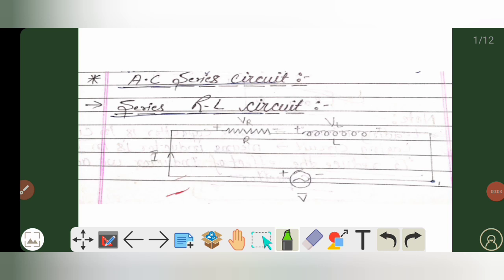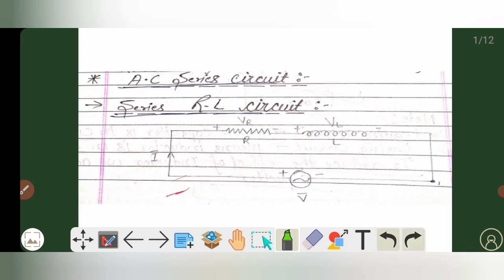Good morning everyone. In this video lecture we will discuss the AC series circuit. First of all, we will discuss the series RL circuit. As you can see in this circuit, there are basically two elements. The first one is a resistor and the second one is an inductor.